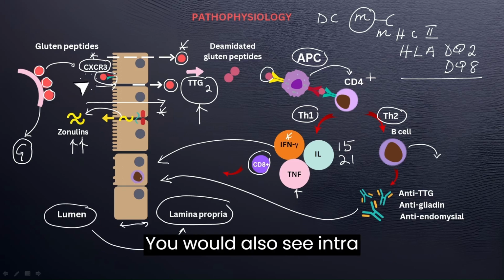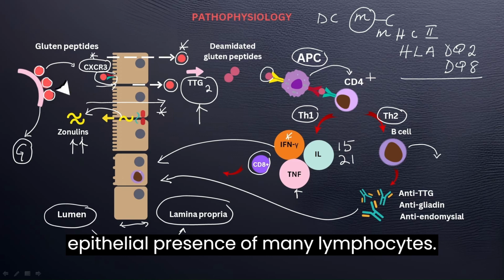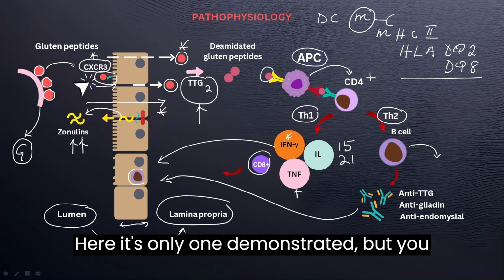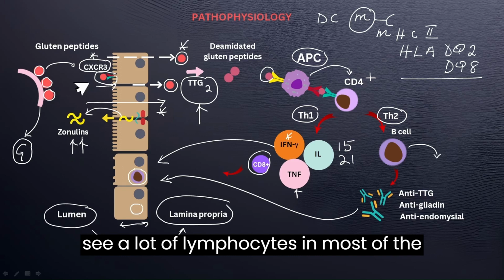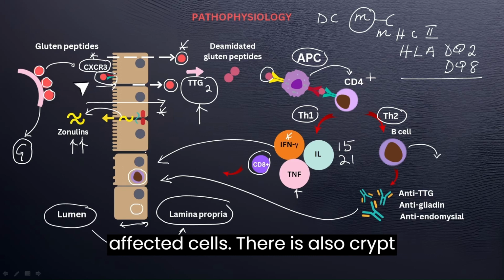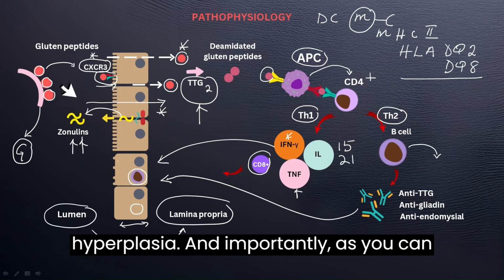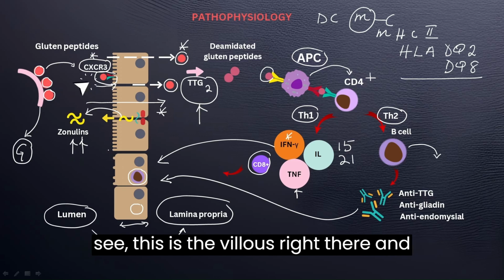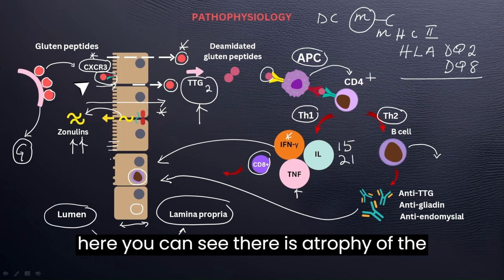You would also see intraepithelial presence of many lymphocytes here. It's only one demonstrated, but you see a lot of lymphocytes in most of the affected cells. There is also crypt hyperplasia. And importantly, as you can see, this is the villus right there. And here you can see there is atrophy of the villus.